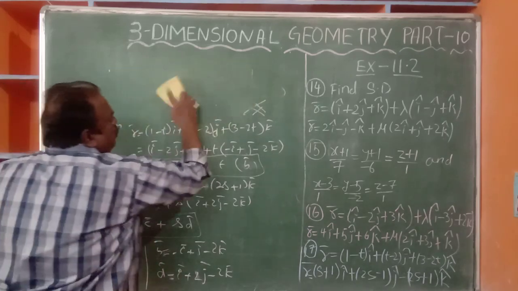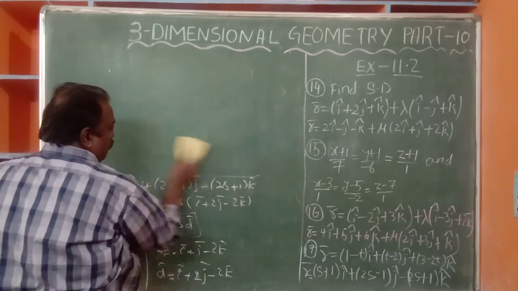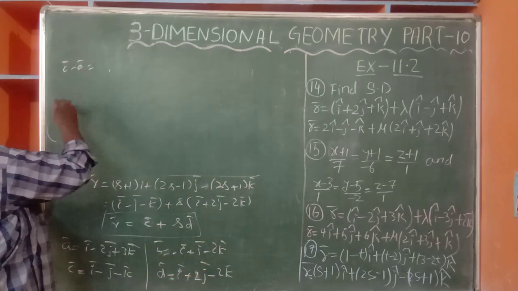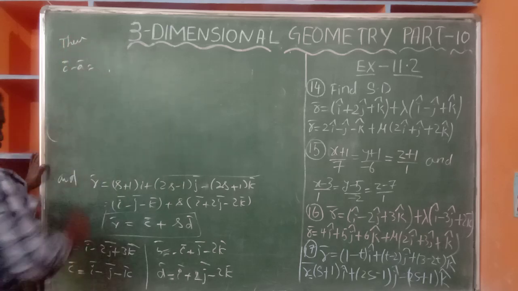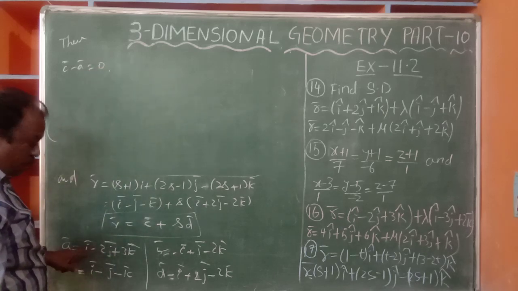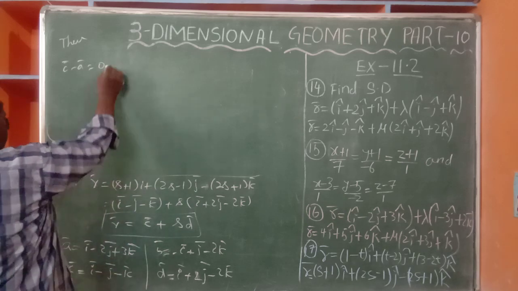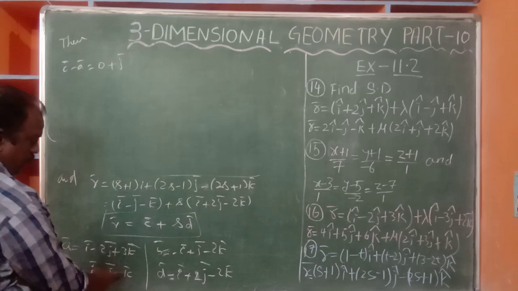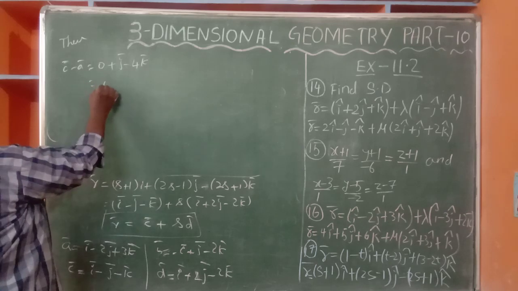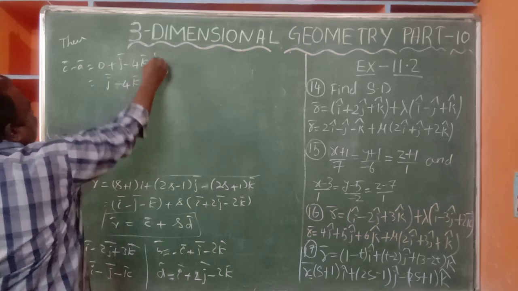First we find C bar minus A bar. I minus i is 0. Minus j minus of minus 2j, be careful, is plus j. Minus k minus 3k is minus 4k. So this is j minus 4k.